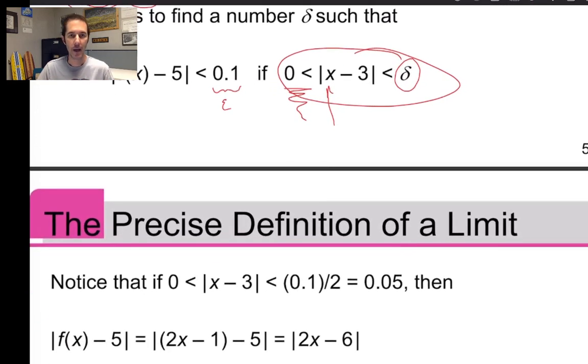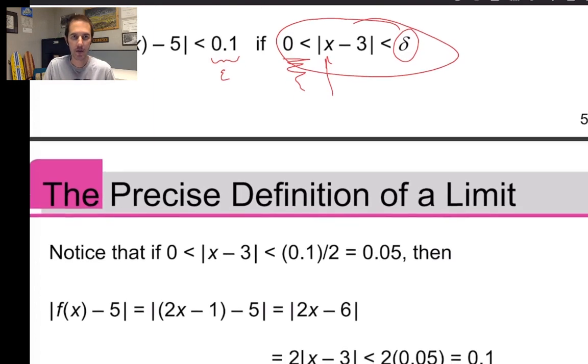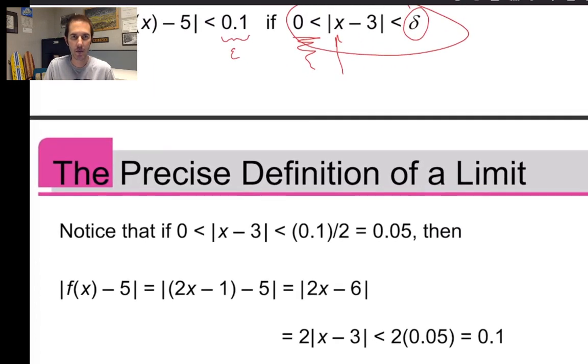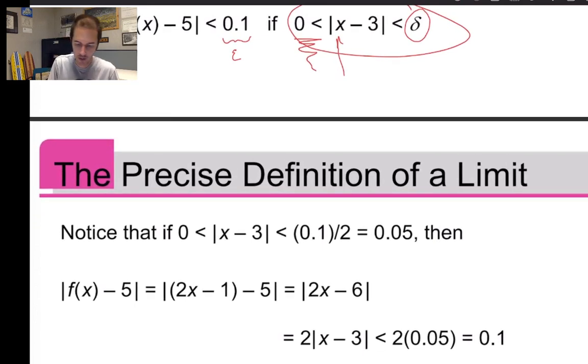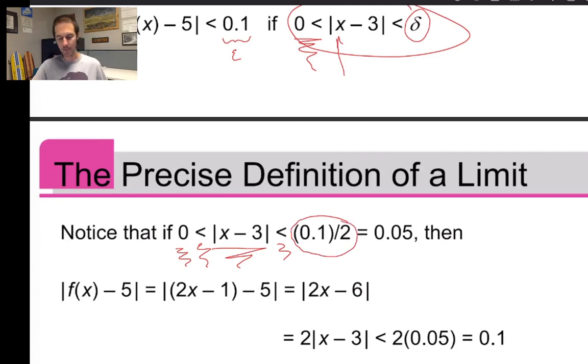And then something magical happens. The statement that I circled in red toward the top of the screen is now appearing here in the middle of your screen. I'll leave it on there so you can compare them. Here's the 0, here's the less than, here's the absolute value of x minus 3, here's the less than, and then all of a sudden delta is not just a delta anymore, it's epsilon over 2, which happens to equal 0.05. Why in the world did we divide epsilon by 2?